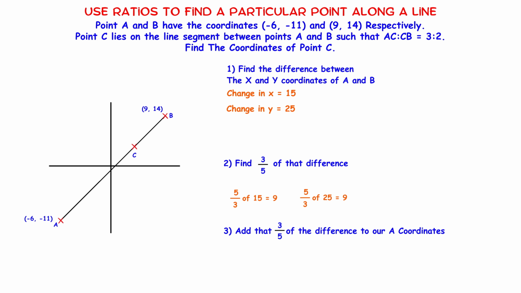So for step 1, the difference between -6 and +9 is 15, so the change in X is 15. While the difference between -11 and +14 is 25, so the change in Y is 25. Then for step 2, 3/5 of 15 is 9, and 3/5 of 25 is 15. And then finally, for step 3, we need to add 9 to A's x-coordinate of -6 to find that C's x-coordinate is +3, and add 15 to A's y-coordinate of -11 to find that C's y-coordinate is +4, and that's it. We've now found that C's coordinate is 3, 4.